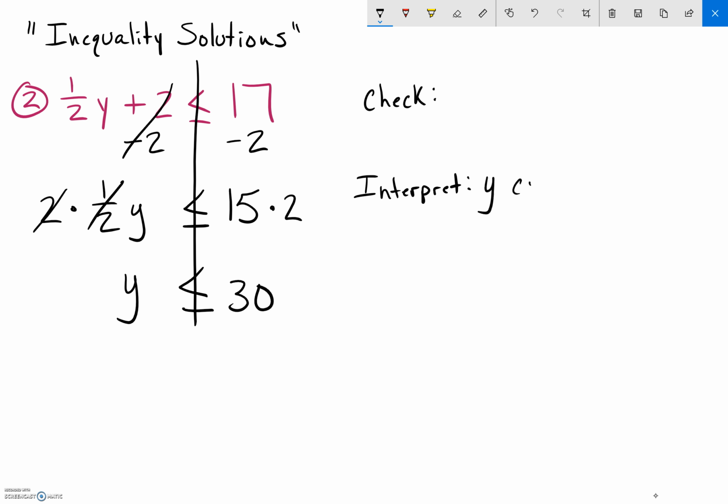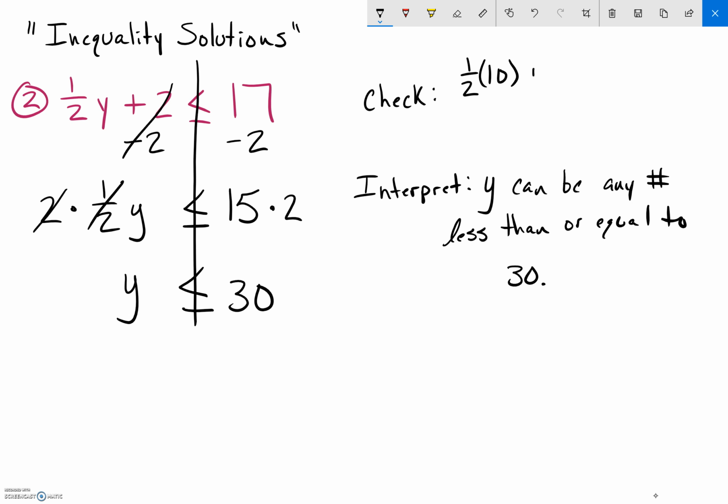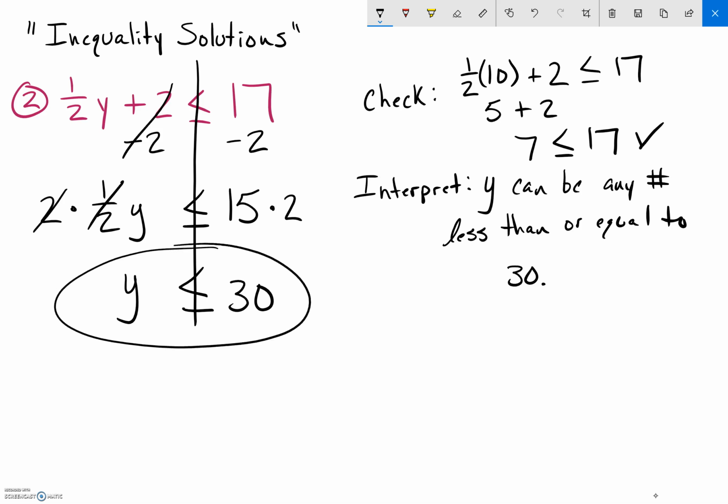Y can be any number less than or equal to 30. So let's check that. Let's pick a number less than 30, plug it in and see if it works. Let's pick 10. So if we do half of 10 plus 2, is that less than or equal to 17? Half of 10 is 5, plus 2 is 7. Is 7 less than or equal to 17? Yes, it is. So this is a correct solution.